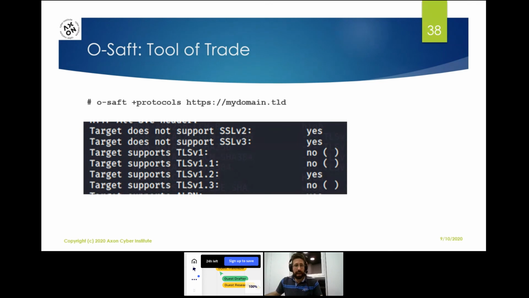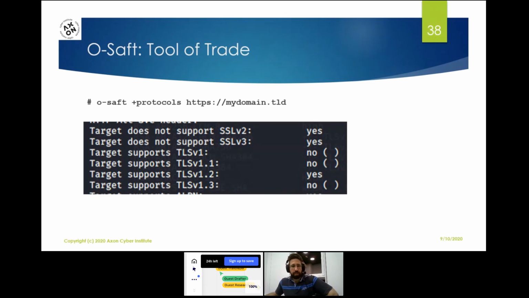So you give it something like axontechnologies.com, or whatever domain you have. Protocols will check the SSL and TLS protocol versions, and then it will give you a report.